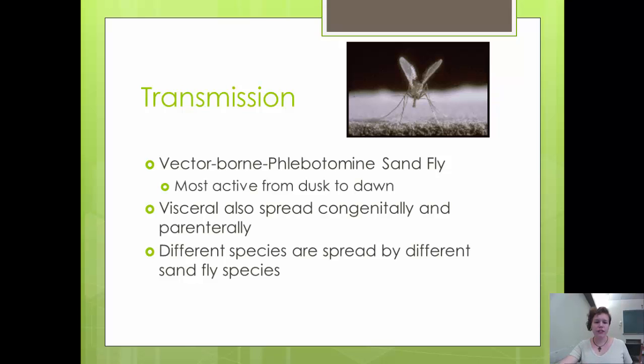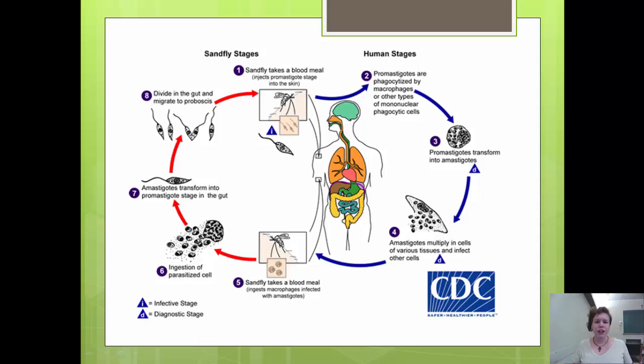So next I have a view of the cycle of transmission of the Leishmania protist. It starts when the sandfly bites a human host, and the Leishmania protist, which is currently in the promastigote form, enters into the human. When it enters, it is phagocytized by a macrophage or other phagocytic cell, and once inside, it transforms from the promastigote form into the amastigote form, and then multiplies and spreads throughout the body and causes the illness.